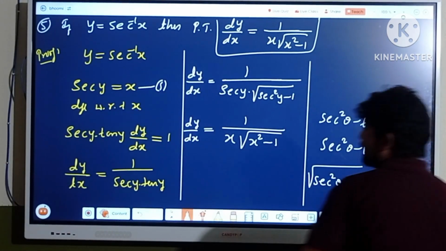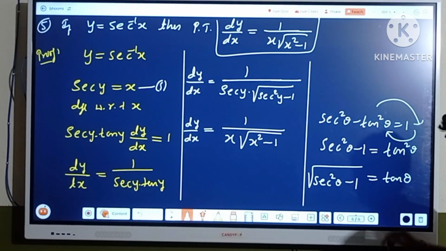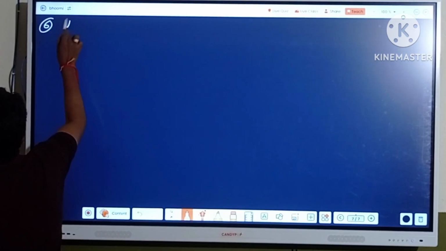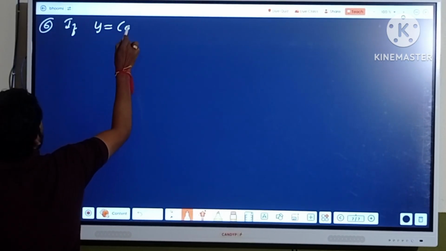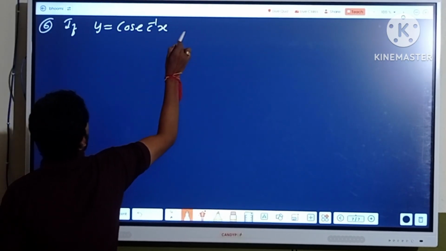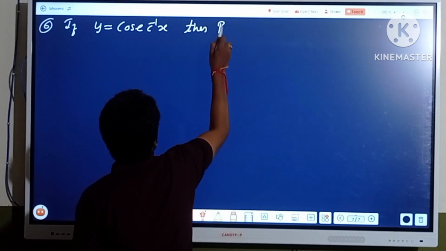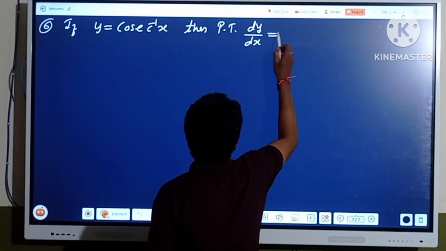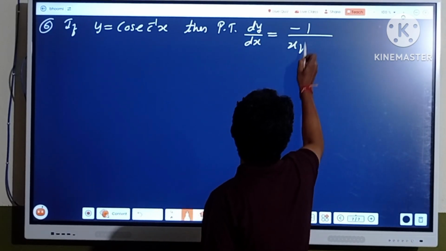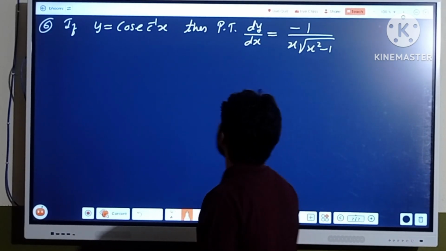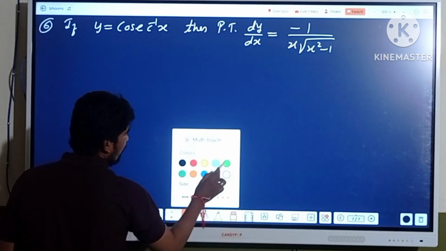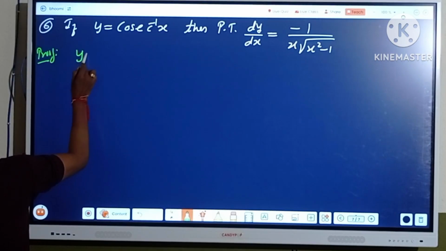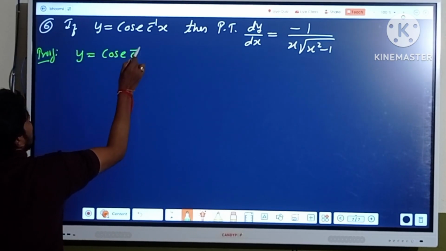I hope all of you are understanding. Now the sixth, last one. If y is equal to cosecant inverse x, then prove that dy by dx is equal to minus 1 divided by x into root x square minus 1. So prove: here y is equal to cosecant inverse x.